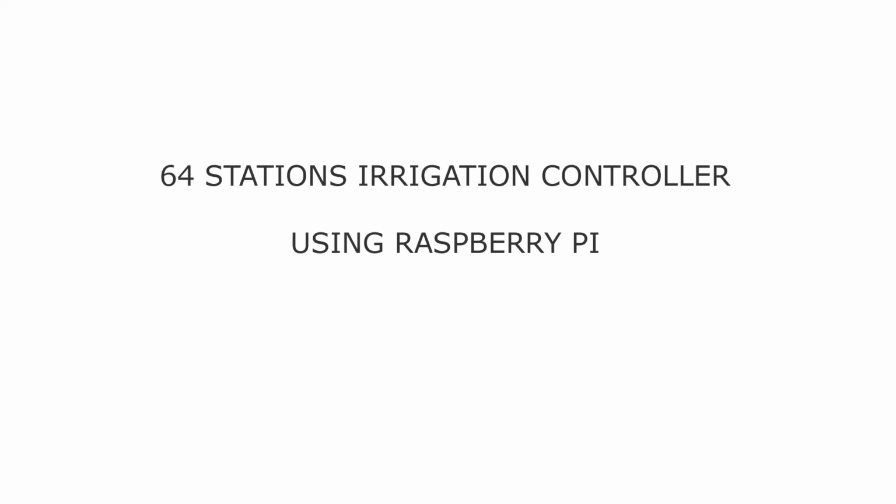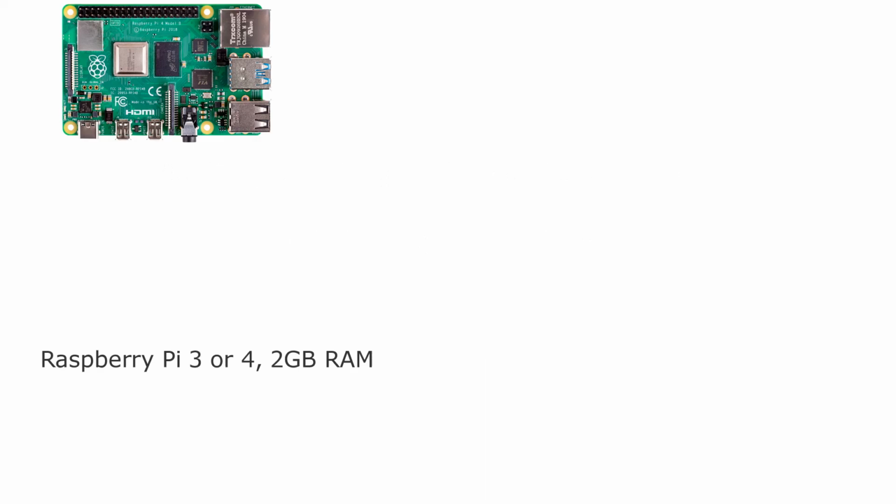We'll show you how to build a 64 stations irrigation controller using Raspberry Pi. For this project, you will need the following cards and accessories. Raspberry Pi 3 or 4 with 2 GB of RAM.